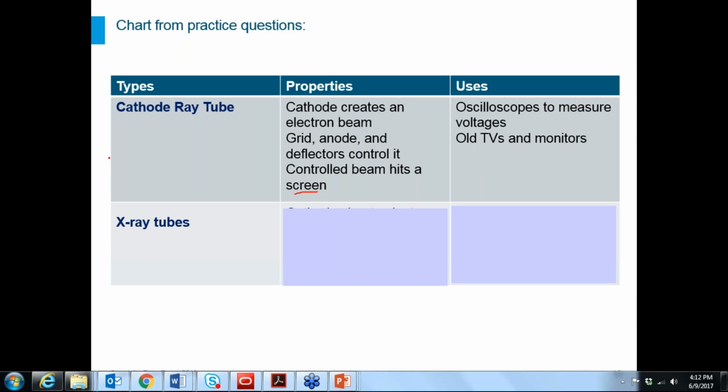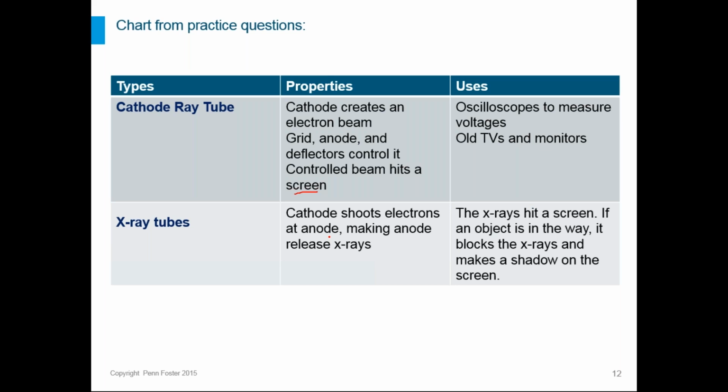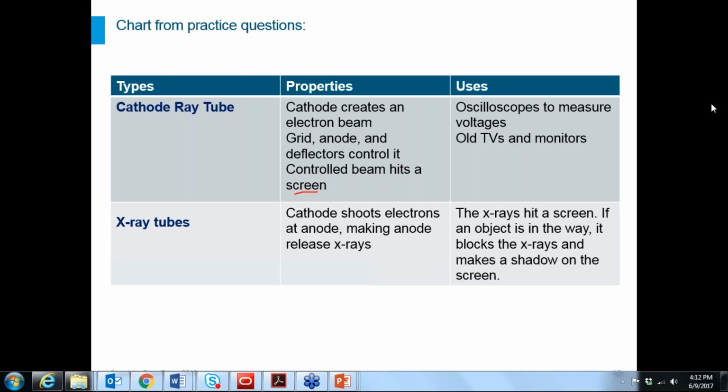And the last one was X-ray tubes. There we go, which is a cathode that shoots electrons at the anode, and the anode releases X-rays. So what are they used for? Usually imaging, where the X-ray hits, hold on, can't see what I wrote.